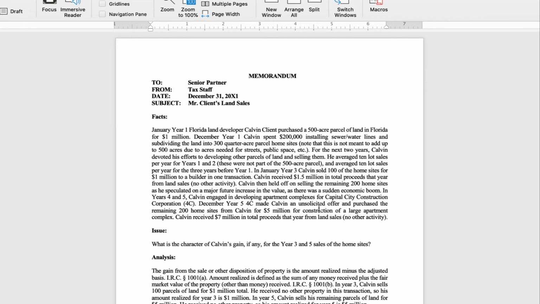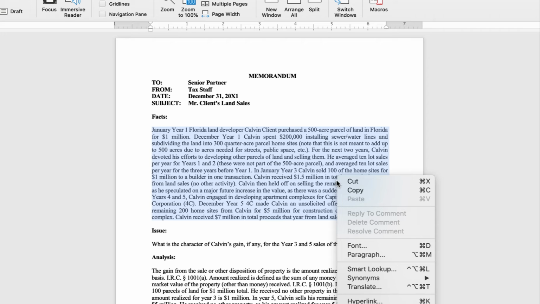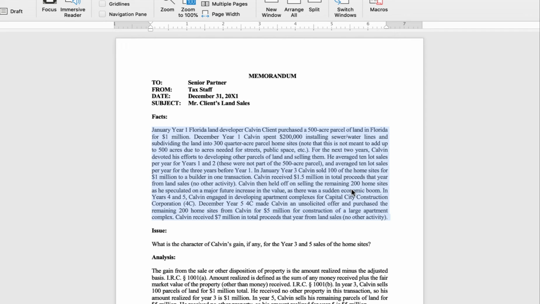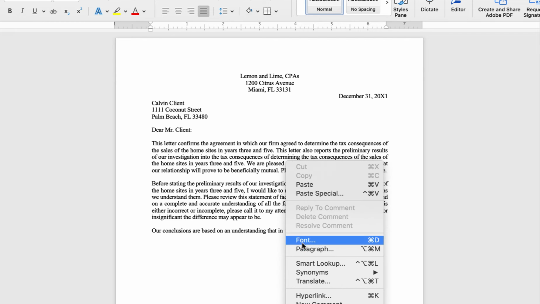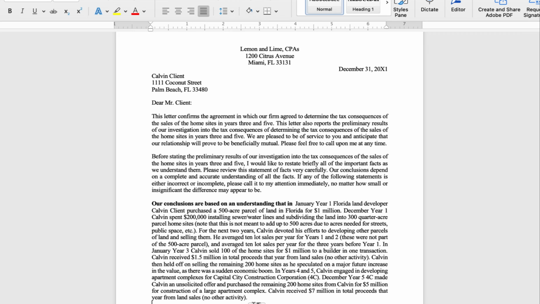Okay, we're back at our tax research memo. Here's the facts. I literally am just going to copy and paste. So let's just highlight these. We're going to copy, okay, and we're going to paste them now into our Word client letter, the Word document that we're preparing from scratch. All right, boom, just like that. Let's go ahead, paste. So we are pasting. Let's change it up, keep text only.